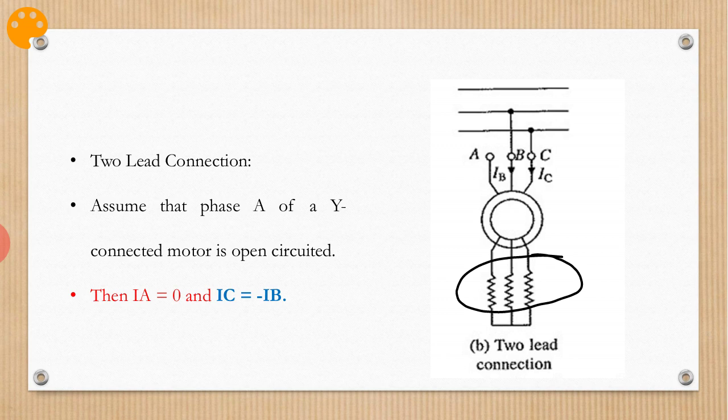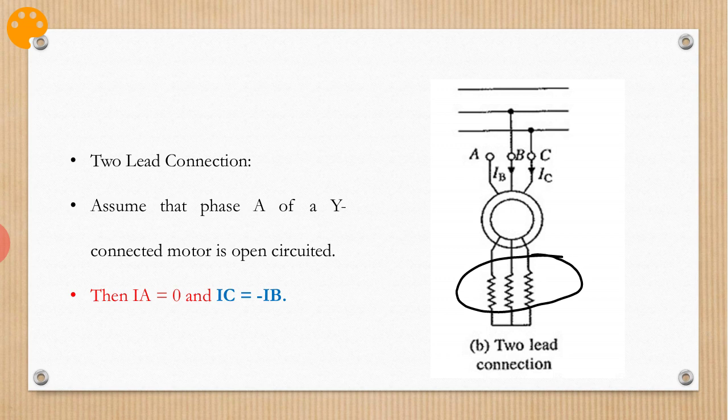Okay, now here the 2-lead connection, as I explained earlier, where any one phase is removed. Here, assume that phase A of the Y-connected motor is open circuited. So what happens then is that the IA current, because phase A is removed, becomes 0.